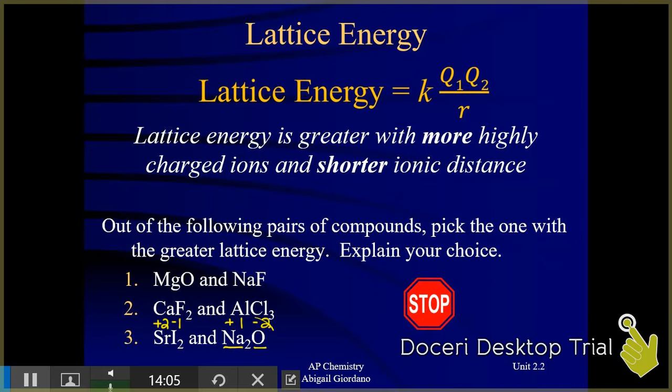So here's my answer right here. Sodium oxide is my answer because although these two compounds contain the same charged ions, sodium oxide's ions have a shorter ionic distance between them. Thus, the force of attraction is stronger. So that's how you would explain it.